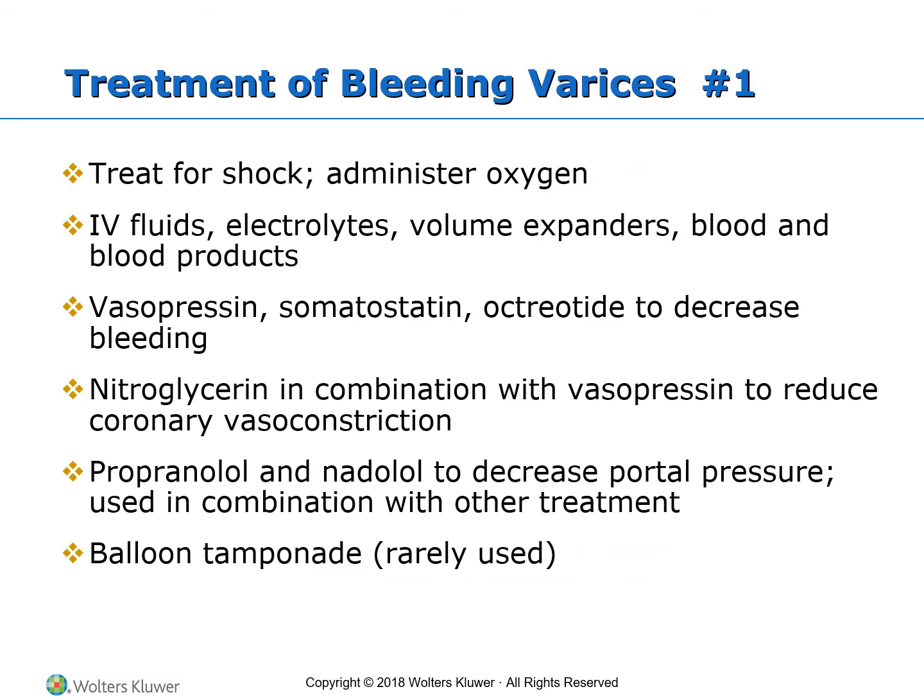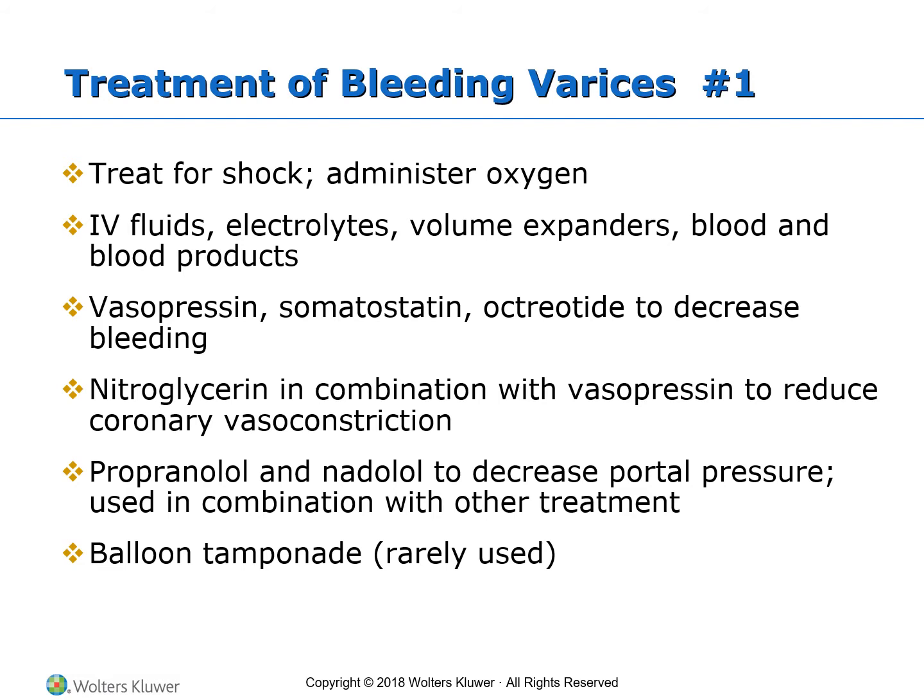So treatment, they will be admitted to the ICU. They'll determine the extent of the bleeding. As a nurse, you want to monitor their vital signs. Depending on where in the esophagus the bleeding is occurring, they can vomit up blood or they can actually cough up blood. You'll do IV fluid replacement for hypovolemia. They can get volume expanders as well, electrolyte replacement. They might need a transfusion if the bleeding is excessive.